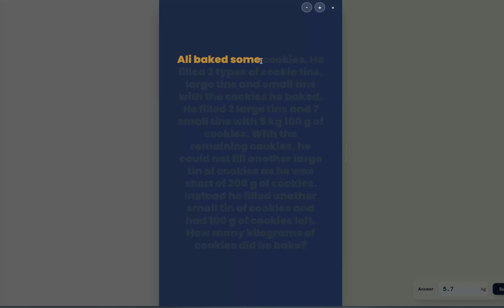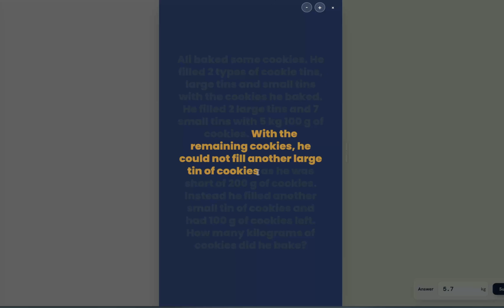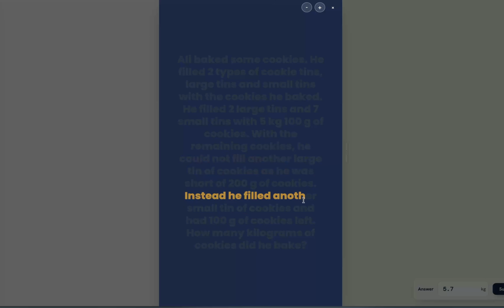Question 7. Ali baked some cookies. He filled 2 types of cookie tins, large tins and small tins, with the cookies he baked. He filled 2 large tins and 7 small tins with 5 kilograms and 100 grams of cookies. With the remaining cookies, he could not fill another large tin of cookies, and he was short of 200 grams of cookies. Instead, he filled another small tin of cookies and had 100 grams of cookies left. How many kilograms of cookies did he bake?